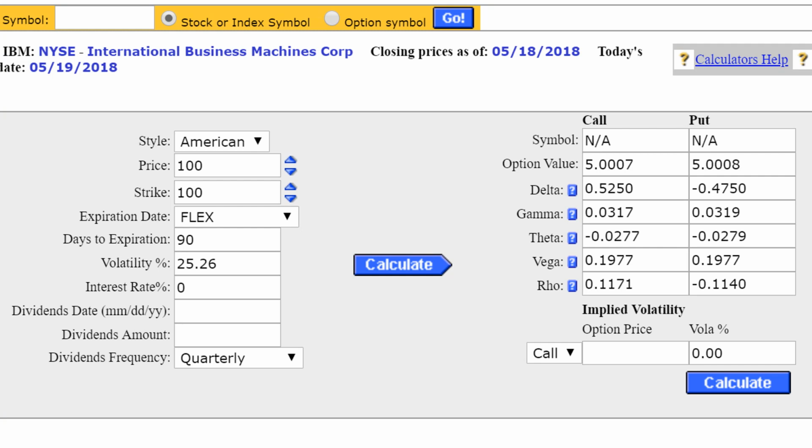One of the easiest to use, one of my favorites, is from the CBOE, Chicago Board Options Exchange. If you're looking for this, the easiest way to find it is just go to Google, type in CBOE Options Calculator, and it'll take you straight to it.